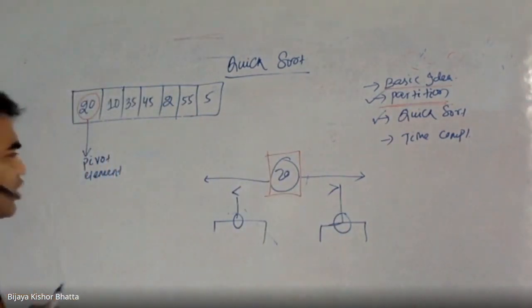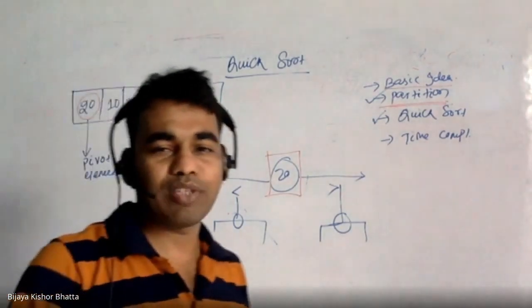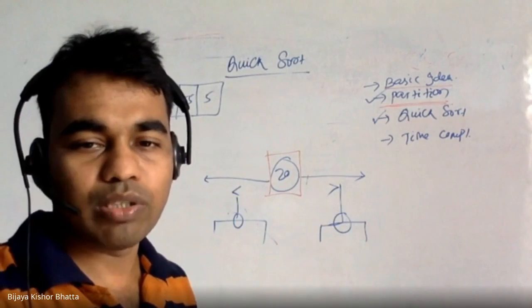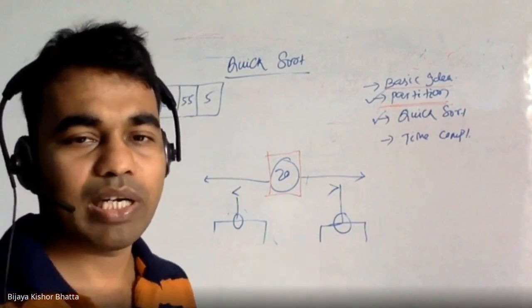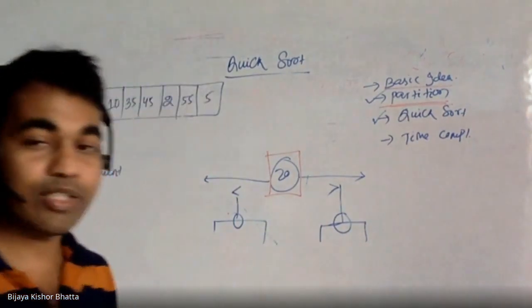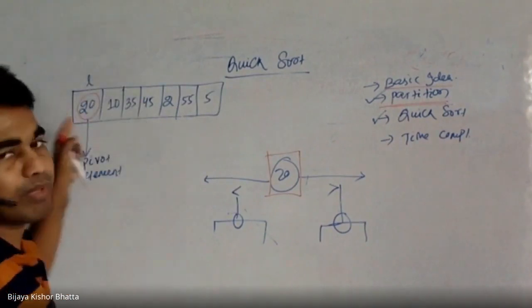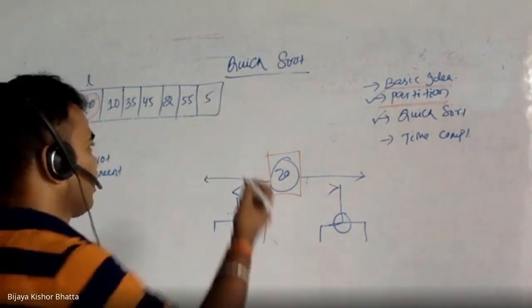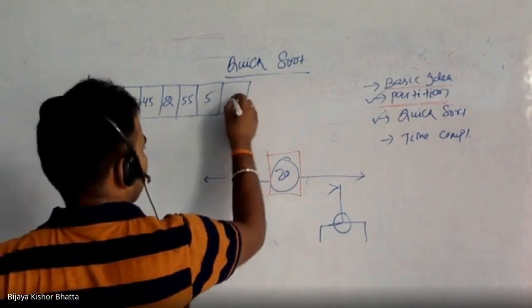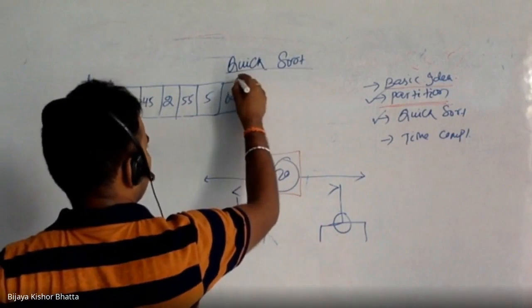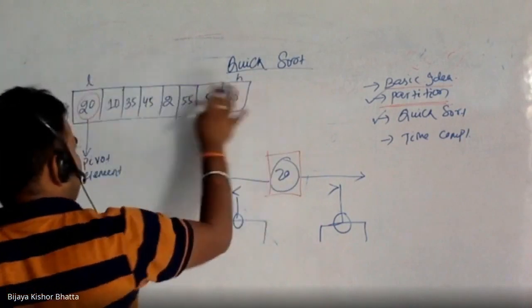Now let's see how this algorithm works by taking an example. What are the things we need? Suppose this is my low, and this is my high, and I am just adding an infinity here. Why, you will understand, just one second. This is my low, this is my high.